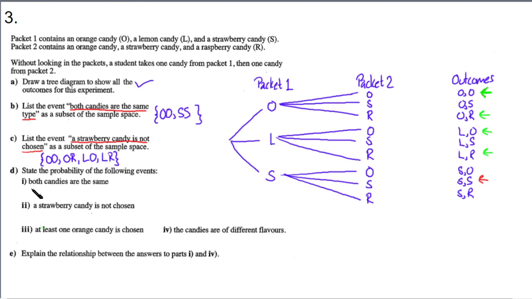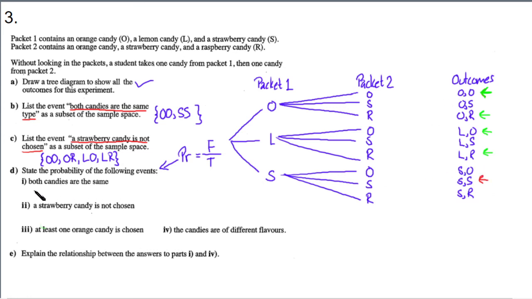In D, state the probability of the following events. Both candies are the same. So remember, for probability, we are using the following formula. It is going to be the number of favorable events, which I'm going to represent by F, divided by the total number of events, which is T, or the total number of outcomes. Here we have a total of 9 outcomes.